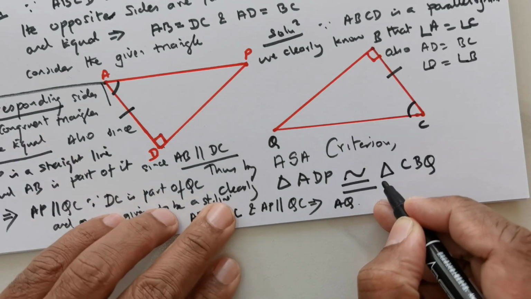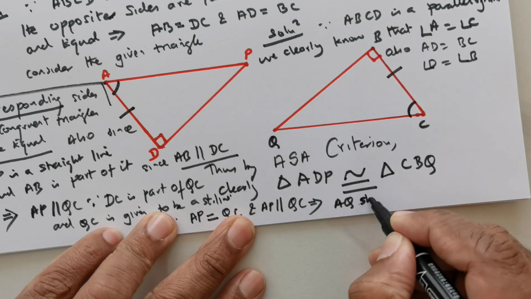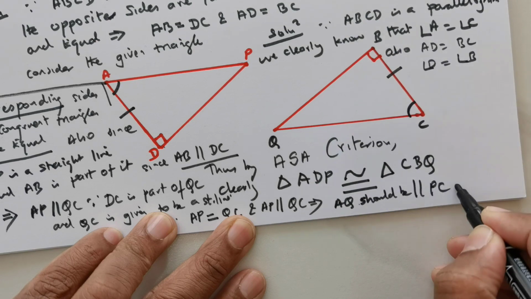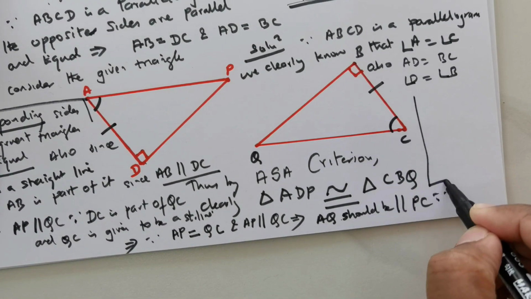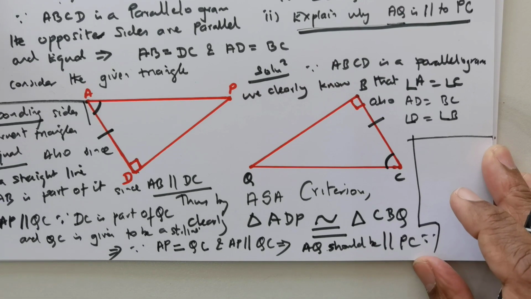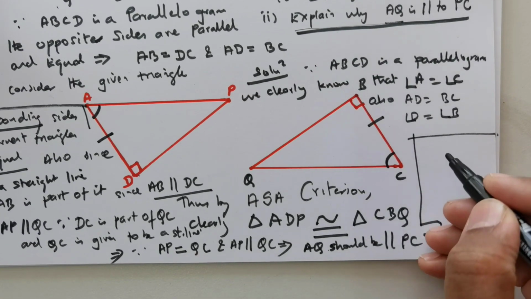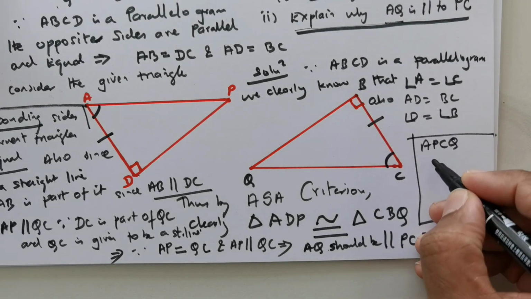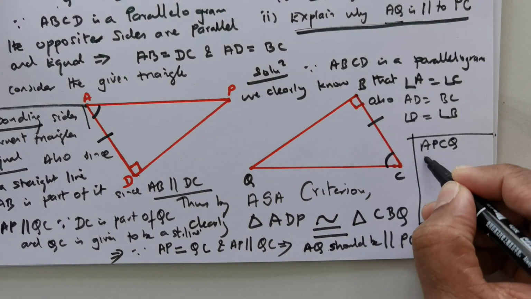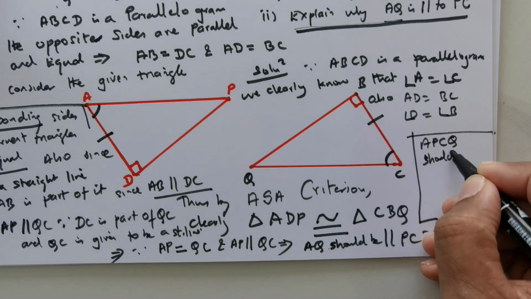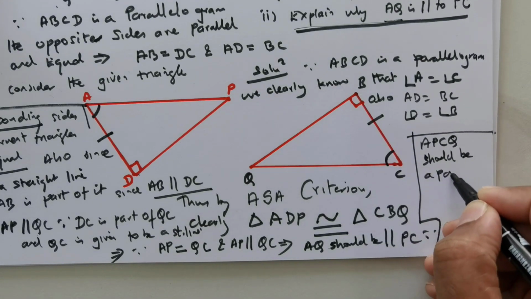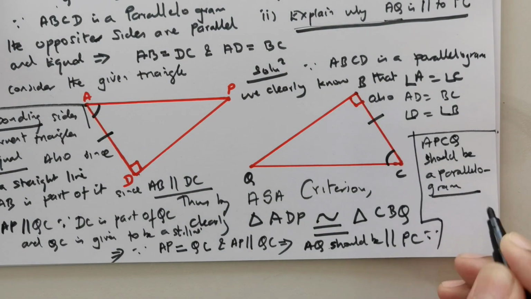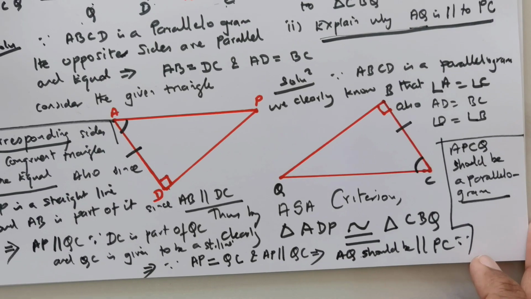should be parallel to PC. Why? Since I'm placing it there, because of space constraint I need to use this. Since APCQ should be a parallelogram, right? So the rationale, let me reiterate the rationale.